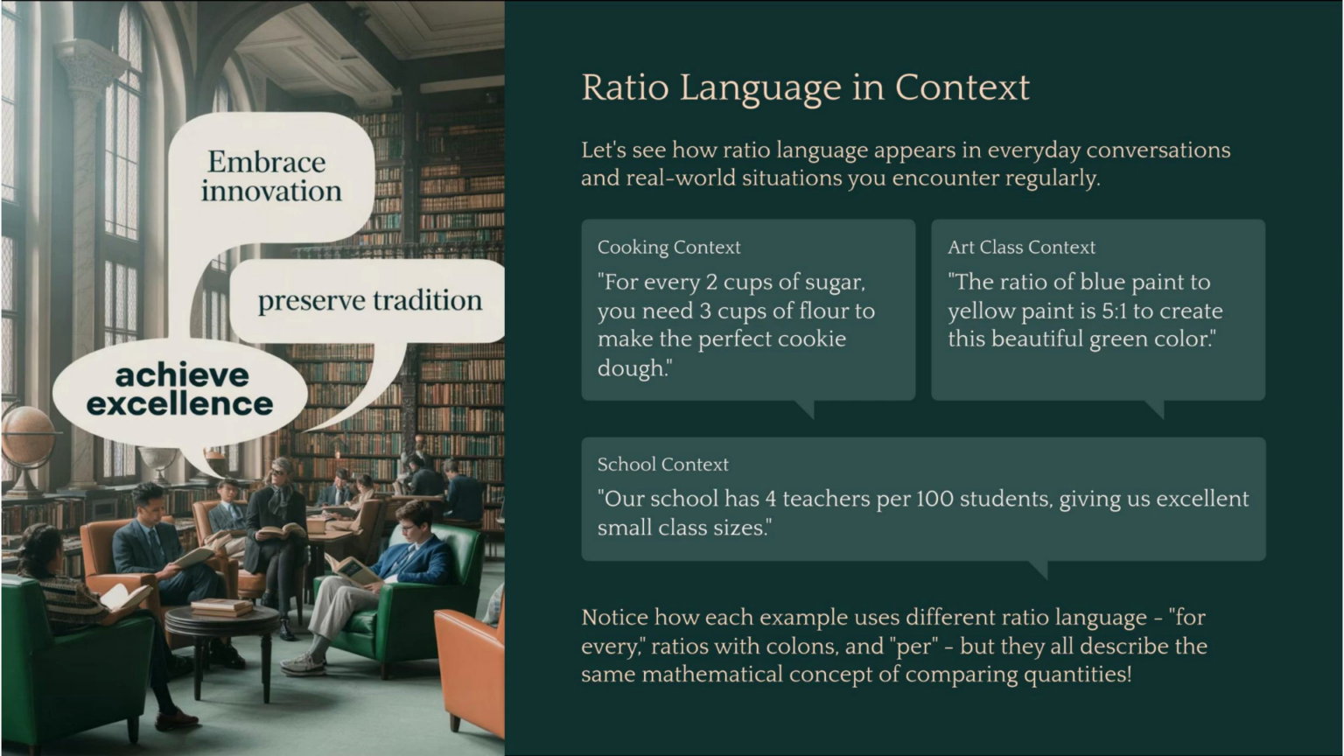When you read a recipe that says, "For every 2 cups of sugar, you need 3 cups of flour," you immediately know the ratio is 2-to-3. If a problem states, "The ratio of blue to yellow is 5-to-1," the colon form is given directly. Or if a news report mentions, "We have 4 teachers per 100 students," the word per quickly tells you the relationship is 4-to-100. Being able to translate these different verbal cues into the standard A to B ratio form is a crucial skill for solving any ratio problem.